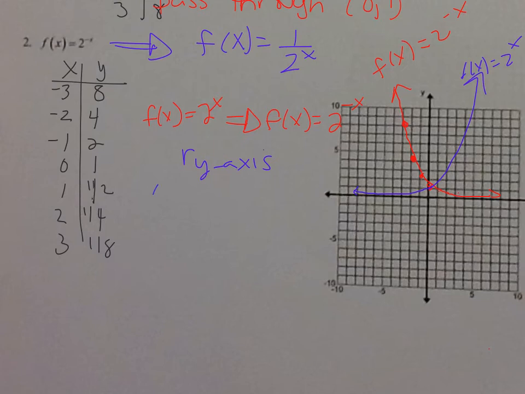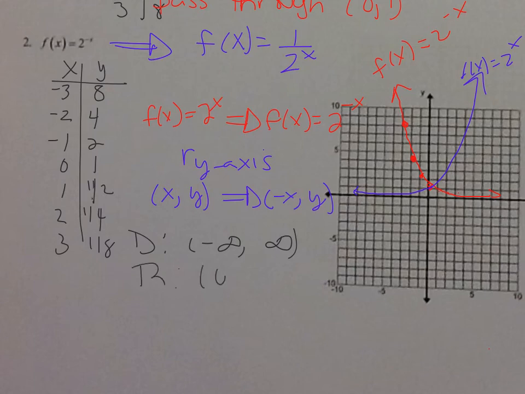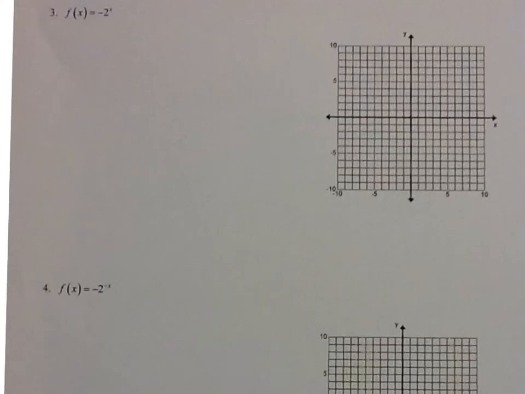And I said it's a reflection over the y-axis. And remember, what's the rule for reflection over the y-axis? The x value changes to negative. And notice that my x value here is its opposite. All right, so what's the domain? Domain is the same thing, so it's from negative infinity to infinity. The range is from 0 to infinity. And my asymptote, same thing, is y equals 0, which is the x-axis. Okay, so why don't you flip it over and we'll try the next one.